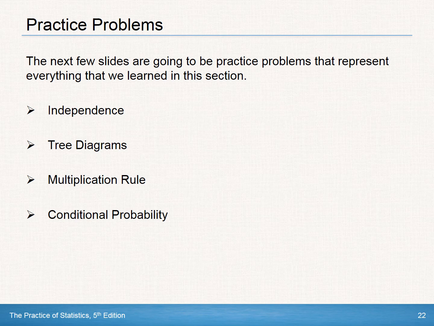Guys, what's next are just going to be a bunch of practice problems that represent everything we've learned in this section: independence, tree diagrams, the multiplication rule, and conditional probability. The best way to get better at these questions is just to try them. As we go through these, I'm going to present the question, let you read it, and then I'll go over the answer. If you need to pause it as you're looking through the slides, go ahead and pause it, try the question, and then take a look at the explanation.